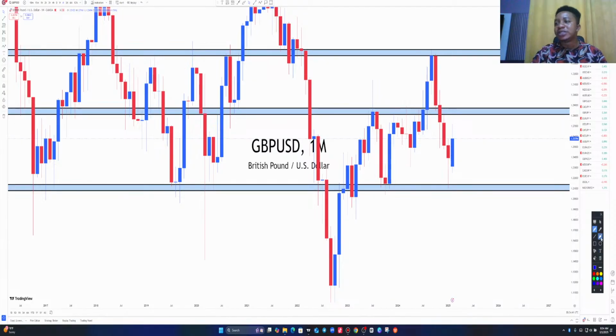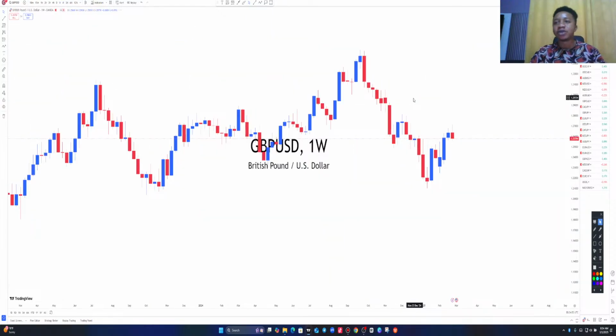So GBPUSD, I'm expecting price to push to complete the lower high before it sells all the way to the downside. But let's look at how the other time frames are going to conform to this structure here on the monthly. So let's go all the way to weekly and then continue with the analysis.